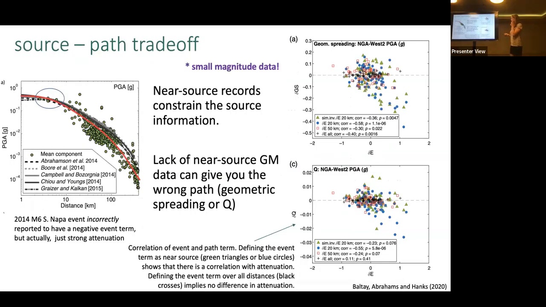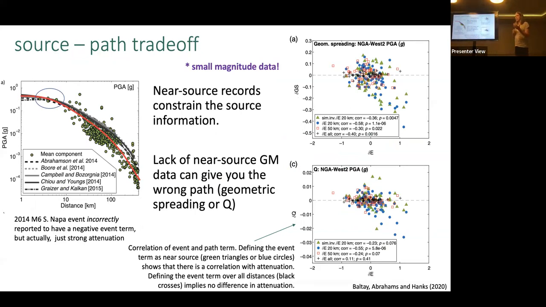Another example from Napa, now going from path into source. And this is the recordings of PGA versus distance for the South Napa event. And we have a few close source data that are highlighted. But you can also see that there's large attenuation as you move away from the event. So the question is, in a ground motion sense, whether this was a normal stress drop event, which is how I interpret it, or if you just fit all the data, whether it's a lower stress drop event.